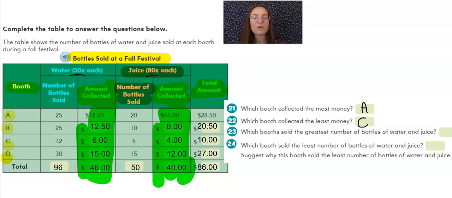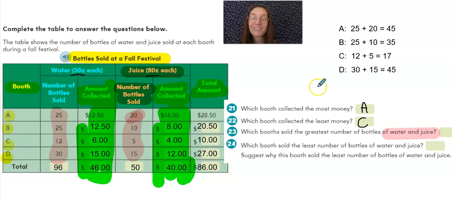Which booths sold the greatest number of bottles of water and juice? I think this one was pretty tricky to answer, but it turns out that we want to count all the bottles of juice that got sold and all the bottles of water that got sold, and we didn't work those calculations in when we were figuring out the rest of our data. Looks like we have to add the number of bottles of water sold and the number of bottles of juice sold for each row. Once again, hit pause and do that work for yourself. Check your work against mine. Here's what I came up with.